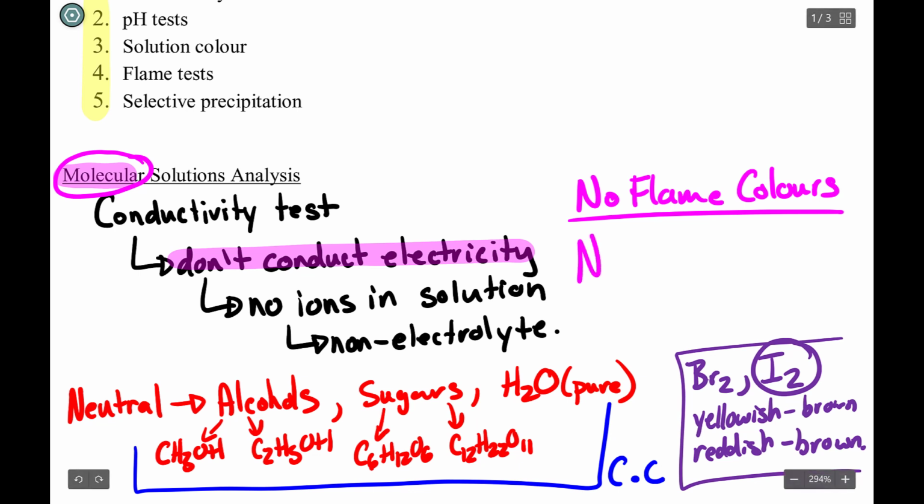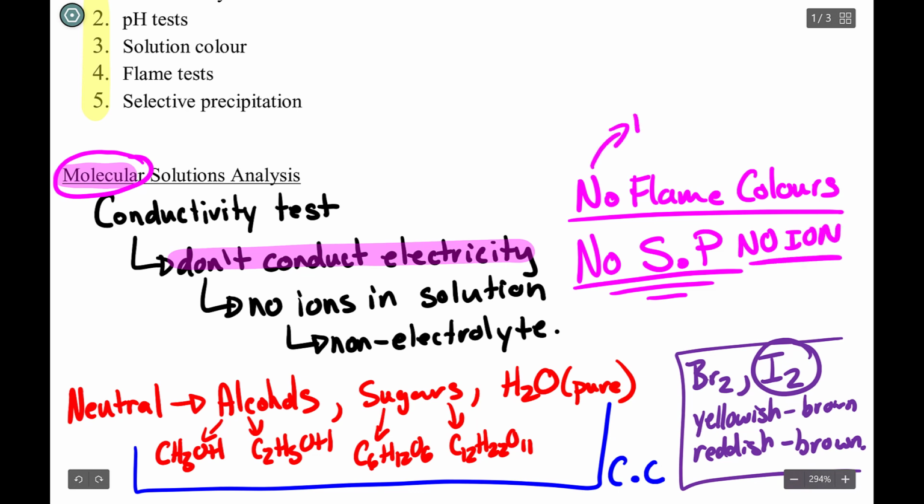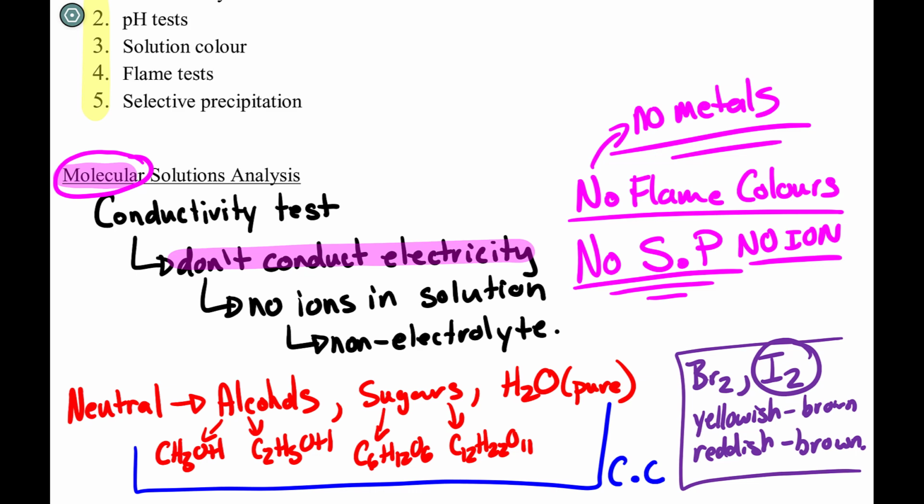And we cannot selectively precipitate molecular solutions because we need ions in order to selectively precipitate. So no selective precipitation, which we will deal with last, because again there are no ions present, and there are no flame colors because there are no metals present in these molecular compounds. So to summarize, realistically, if I want to identify an unknown solution as molecular, I'm focusing almost 100% solely on its conductivity test. The solution will not conduct electricity.